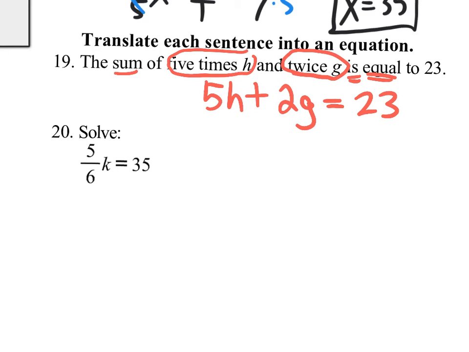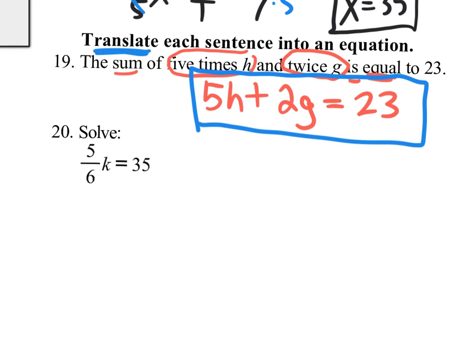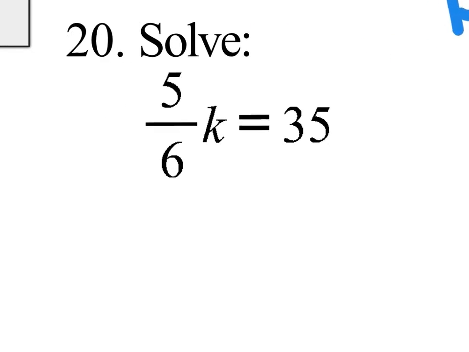We need to solve for g. So let's get rid of everything else that's on the left side of the equal sign. Let's get rid of the minus. Oh wait, we're not supposed to solve it. It doesn't say solve, it just says translate. So we're done, that's it. Easy peasy, lemon squeezy.